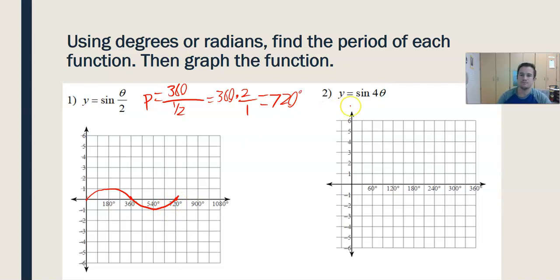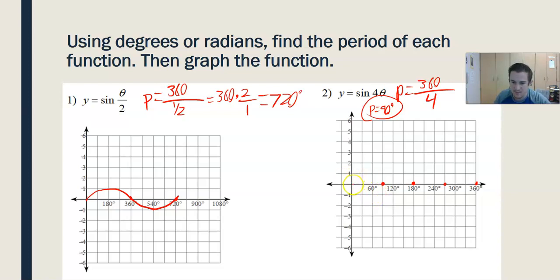Okay, let's look at this one, sine of 4 theta. Well, the period of a sine function is 360 degrees divided by b, or 360 divided by 4. 360 divided by 4 is 90 degrees. So my period is 90 degrees. So here's 90, 180, 270, 360. So it's going to take 90 degrees to get through one full cycle.